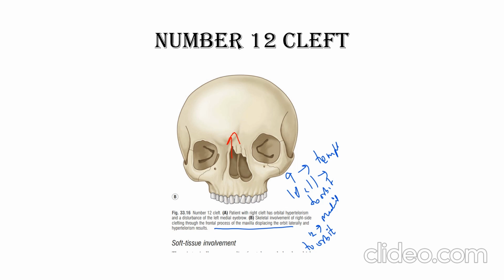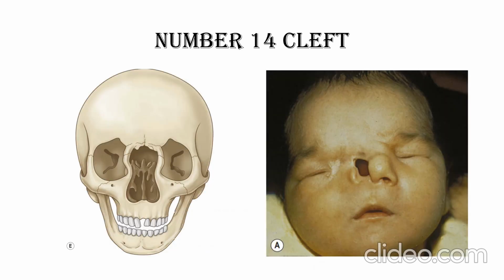So to sum up the 9, 10, 11, 12 clefts: 9 is your temporal region cleft, and it goes like this. 10 and 11 are lateral to the orbit, and 12 is medial to the orbit. I mean, it doesn't involve the orbit, it's like this. And this is number 14 cleft, a midline cleft, which is an extension of cleft number 0.